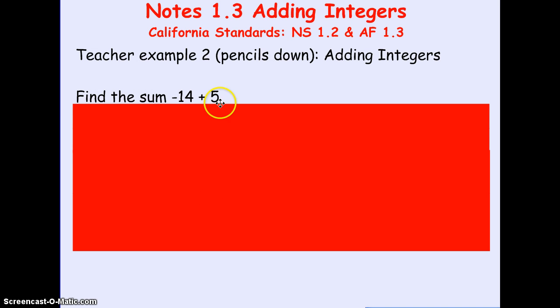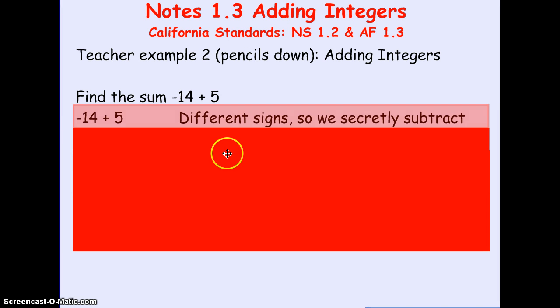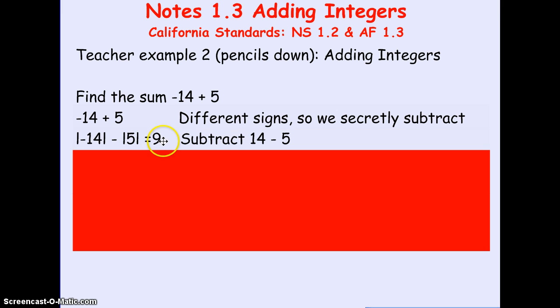Teacher example 2, find the sum. Now notice this time we don't have to use a number line. However, if it helps you, by all means do so. Okay, so we start with our negative 14 plus 5. We're adding a positive and a negative, so we know we're secretly subtracting. 14 minus 5 we know is 9.